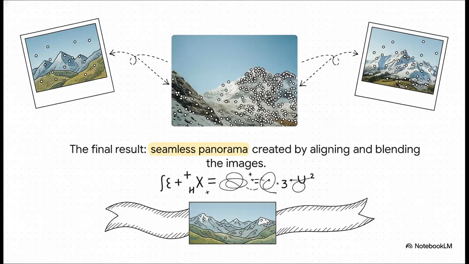And here it is, the final result. We started with two totally separate photos and a whole bunch of messy, noisy data. But by finding features, using the brilliant RANSAC algorithm to find the true relationship, and then a little math to warp and blend, we get a perfect, seamless panorama. The magic was just a really, really clever algorithm all along.